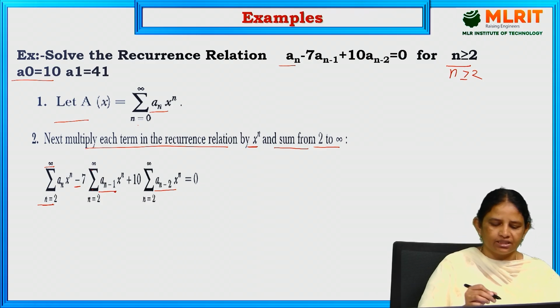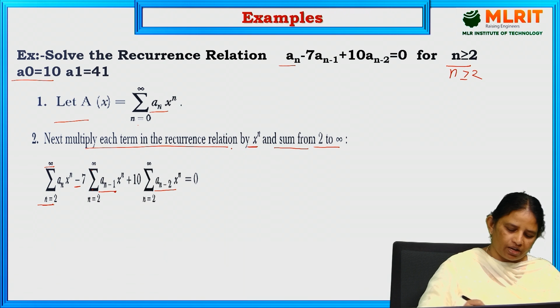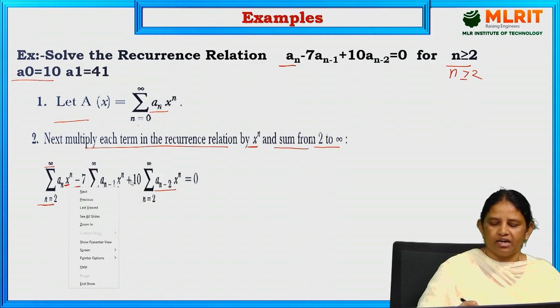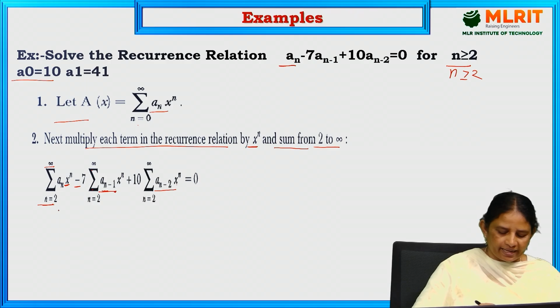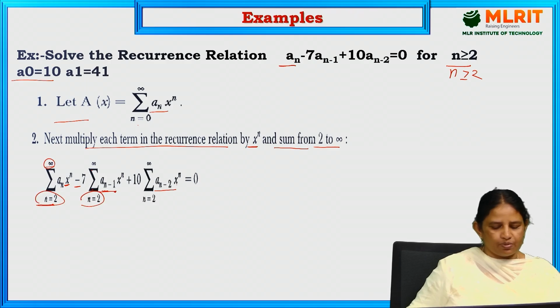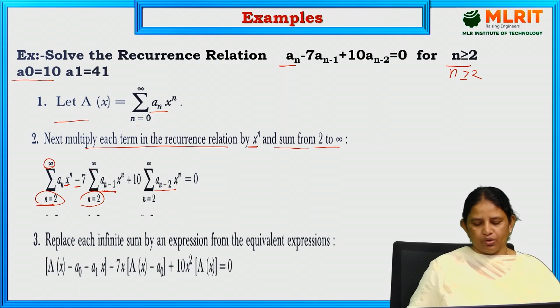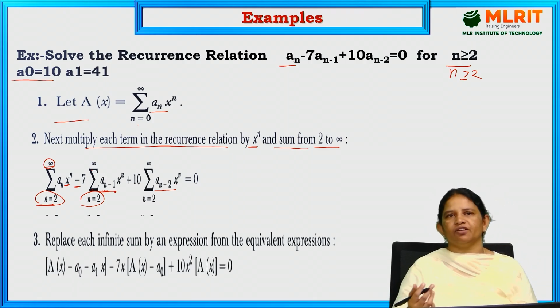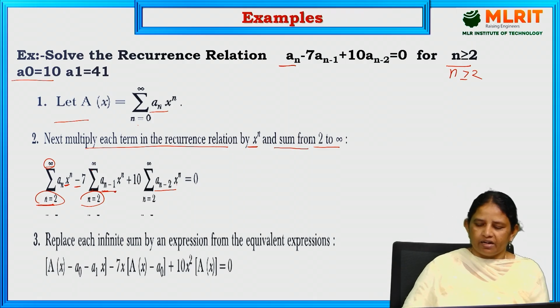Multiply each term with x power n. So the first term is a_n, multiplied with x power n. The second term is the a_(n-1) term, multiplied with x power n, and a_(n-2) multiplied with x power n, and take the summation from 2 to infinity. Step number 3: we need to replace each infinite sum with the corresponding equivalent expression.